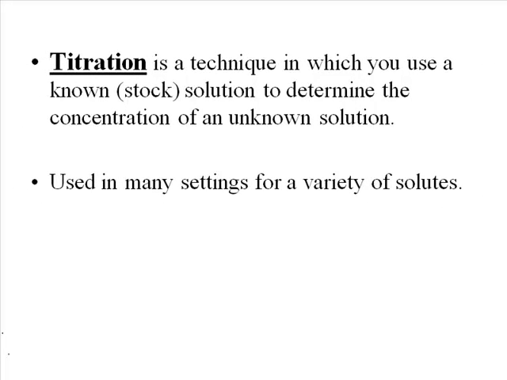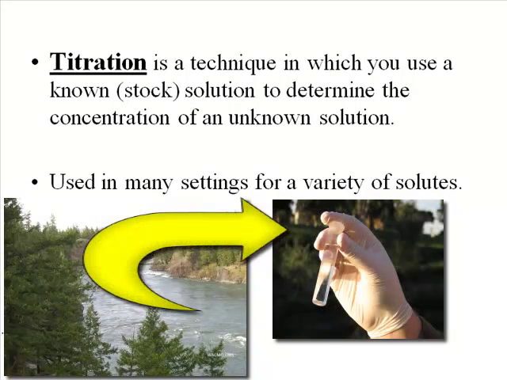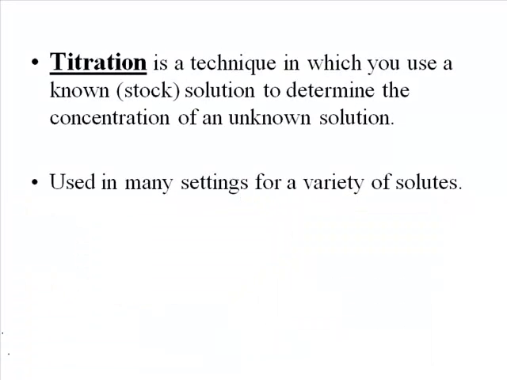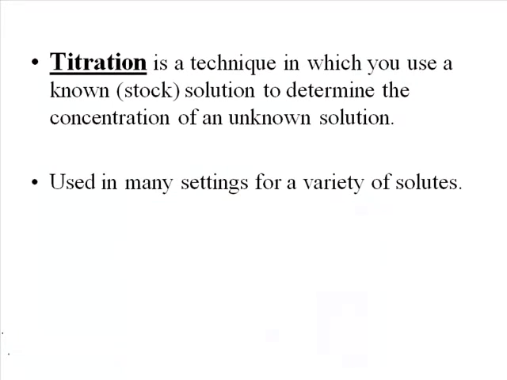For instance, if you wanted to analyze the Spokane River water right outside our laboratory door, you could go down and collect a sample and you could titrate it to figure out the concentration of dissolved oxygen to understand how much oxygen the fish have to breathe. Or maybe you want to know how much dissolved heavy metals are in there as a result of contamination. You could titrate the river water to determine that. You could titrate a patient's blood sample to figure out the amount of dissolved solutes in that particular sample. So titration is really a technique that gets used in a lot of different settings.